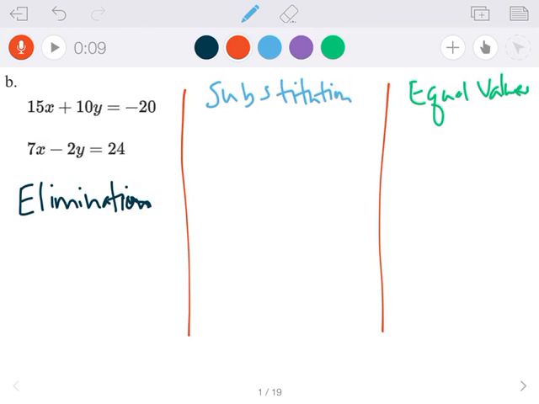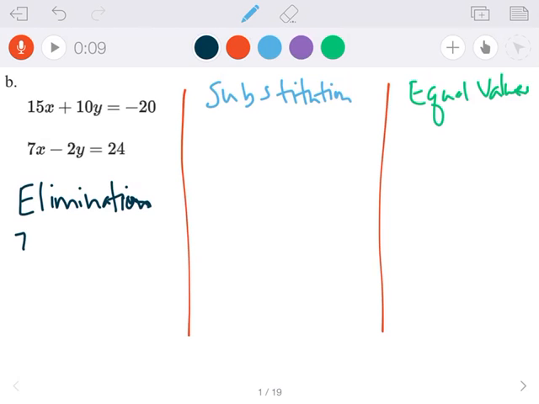So for elimination, in all of these, our goal is to go from 2 variables and 2 equations down to 1 variable and 1 equation. And so for elimination, our strategy would be to figure out what we can do to eliminate a variable. When I look at the x's, 15 and 7, they're not really related at all. When I look at 10 and -2, I know I could multiply -2 by 5 to get -10, and then eliminate the y variables. So that's what I'm going to do.